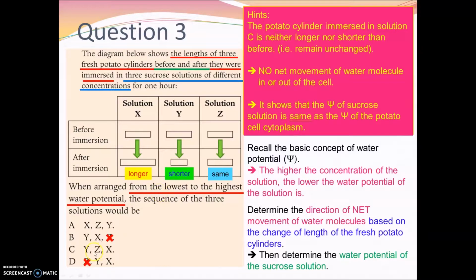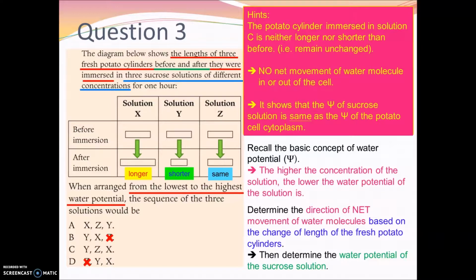Okay, so that's why you should know that for Z, it should be in the middle, no change, right? But one is longer, one is shorter. So which solution should have a higher water potential, so that there will be a net movement of water into the cell to make it become longer? Or which solution has a lower water potential than the potato cell cytoplasm, making the net movement of water molecules go out of the cells, and finally making the overall length of the potato cylinder become shorter.